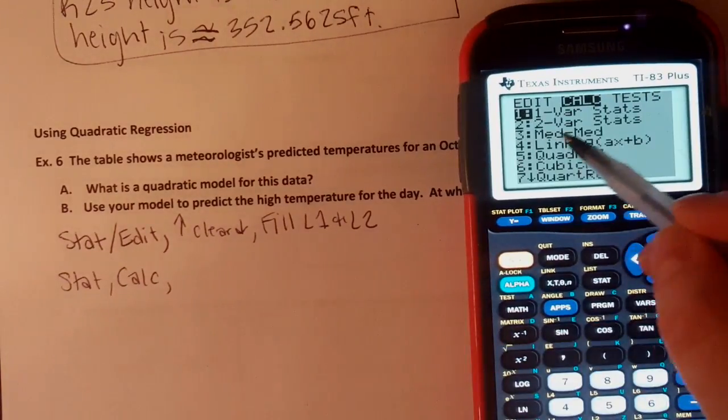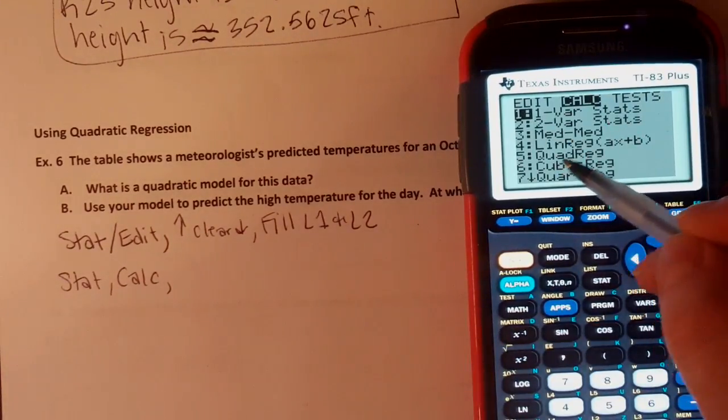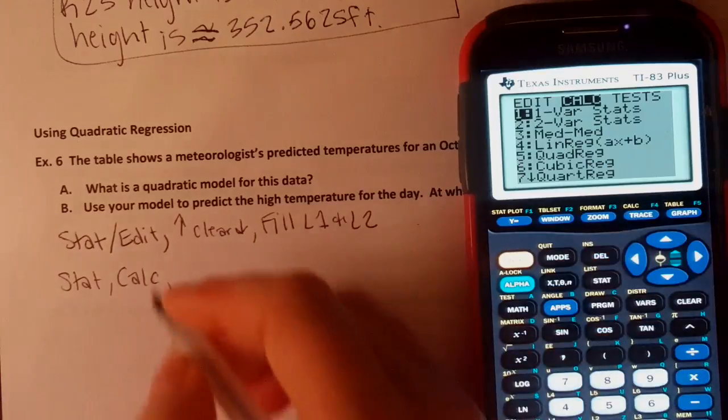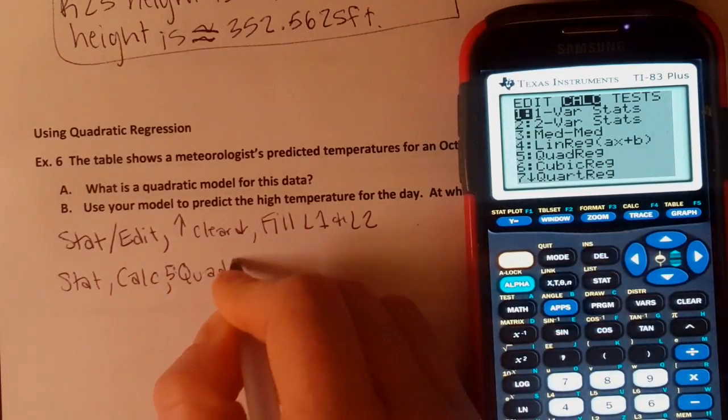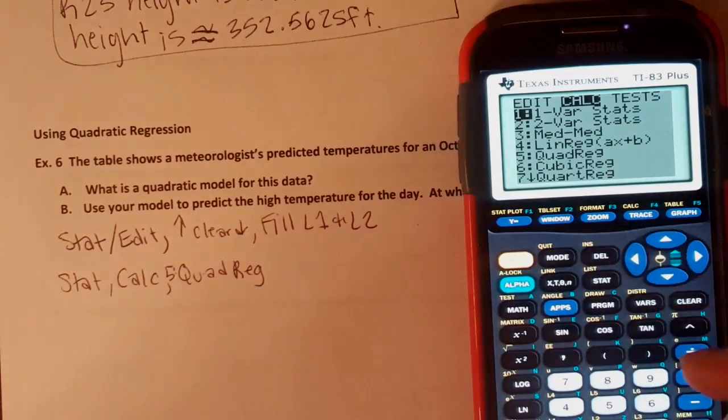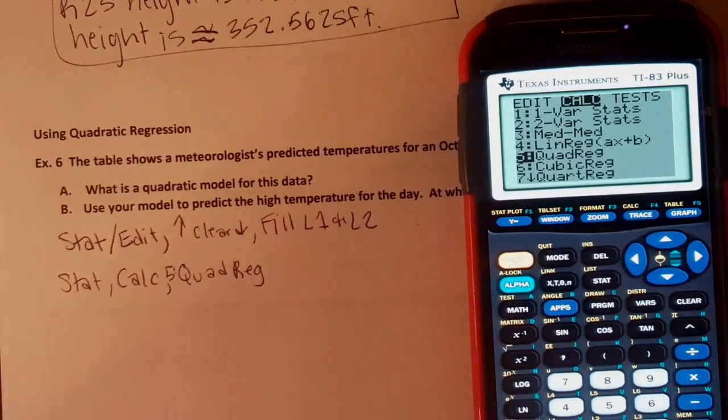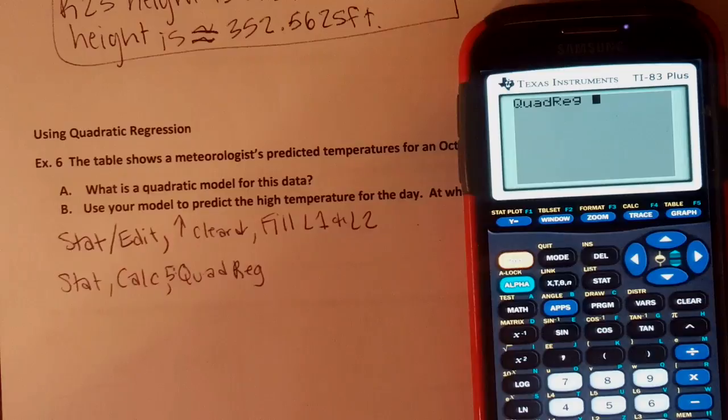No, excuse me, that's for something else we do later on in this year. We want the quadratic regression. That's what we're doing. Number 5. Select number 5, quad regression, because we know this is going to be a quadratic, because that's what we're working with. Okay, quadratic regression. Now, we need to make sure it knows where to get the data.